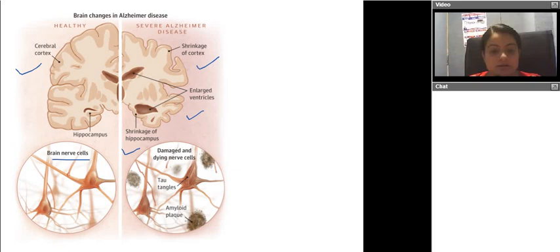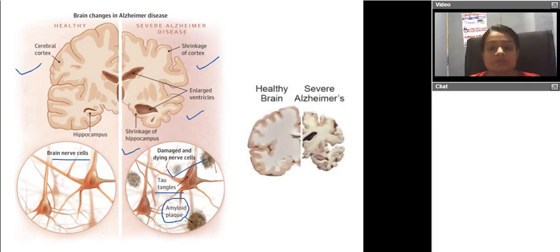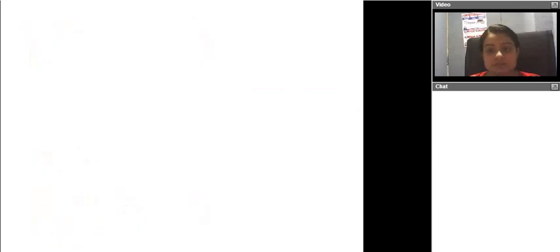These are the normal brain nerve cells, whereas these are the damaged nerve cells with tangles and amyloid plaques in Alzheimer's patients. So we can clearly demarcate the difference between a healthy brain and an Alzheimer's brain.